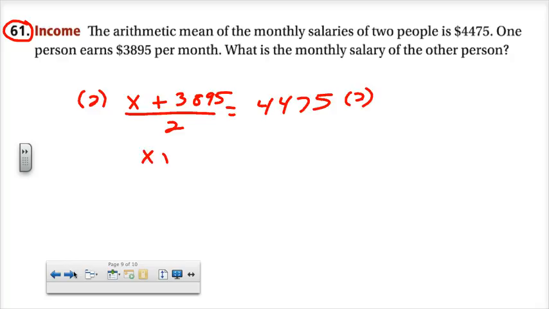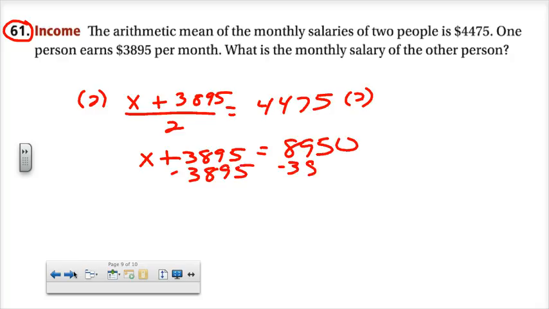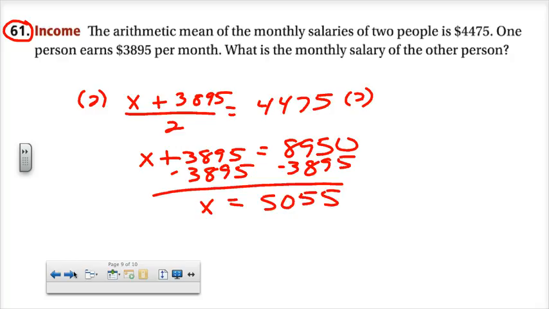And we will get X plus 3,895 equals 8,950. And then we'll just subtract that 3,895 from both sides. So 8,950 minus 3,895 is $5,055 for number 61.